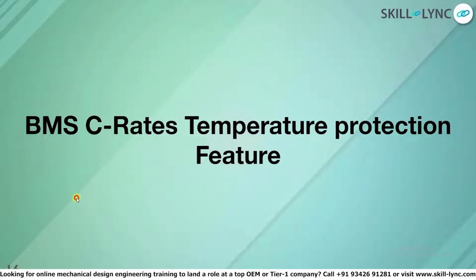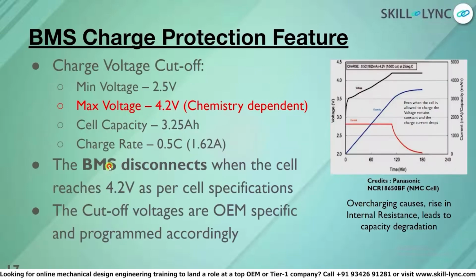Now we'll understand the BMS C rates and protection features. Till now we have understood parameters like voltage cutoffs, cell balancing, and a few terminologies, which are the basic functions of the BMS. Now we will also go through the BMS protection features. Here is the BMS charge protection feature.